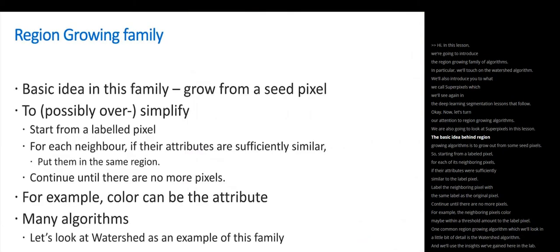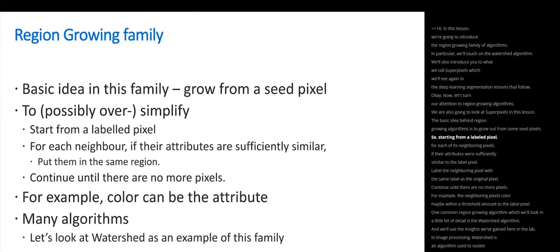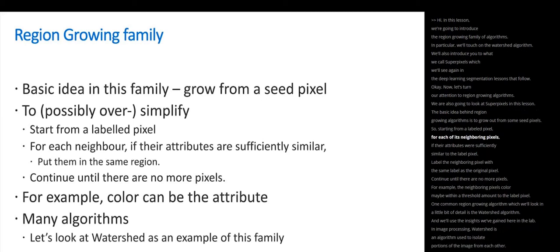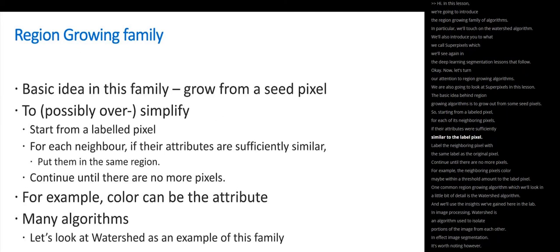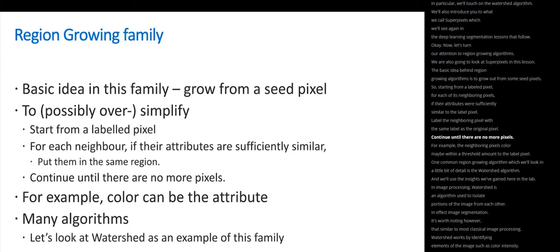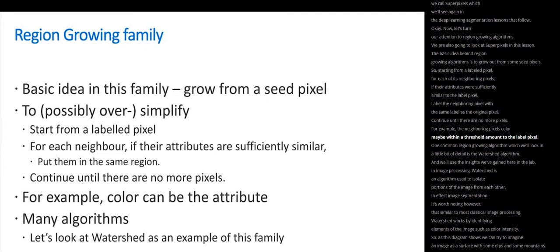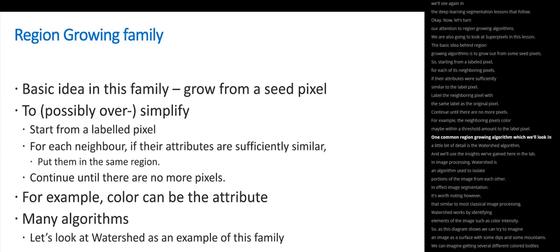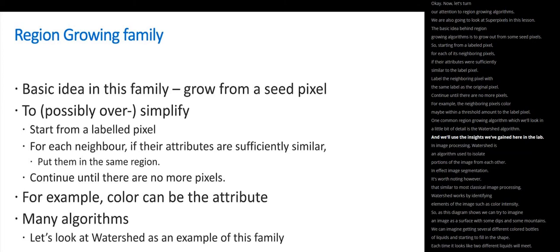The basic idea behind region-growing algorithms is to grow out from some seed pixels. So starting from a labeled pixel, for each of its neighboring pixels, if their attributes are sufficiently similar to the labeled pixel, label the neighboring pixel with the same label as the original pixel. Continue until there are no more pixels. For example, the neighboring pixel's color may be within a threshold amount of the labeled pixel. One common region-growing algorithm, which we'll look at in a little bit of detail, is the watershed algorithm, and we'll use the insights we've gained here in the lab.